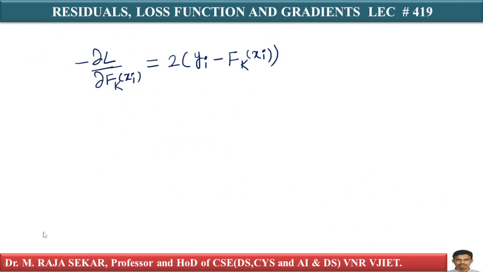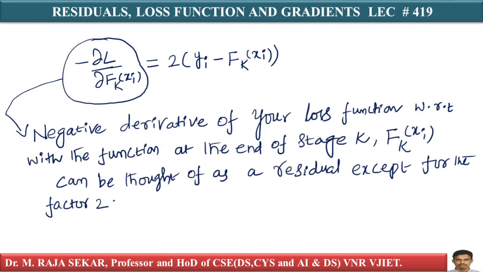Just see, this is minus dou L by dou fk of xi. This is the negative derivative of the loss function, isn't it? L means loss. Minus means negative, dou means derivative. Whose derivative? The loss function's derivative with respect to the model. What is my model? fk xi, the model at stage k. Derivative can also be thought of as gradient, as we discussed in previous lectures. So you can think of the negative gradient.